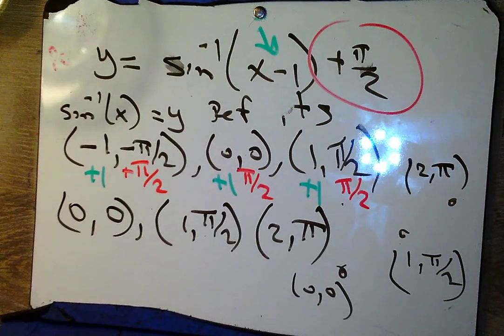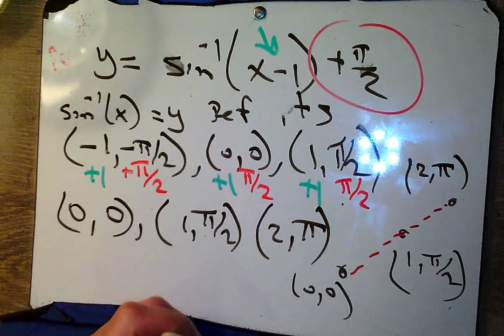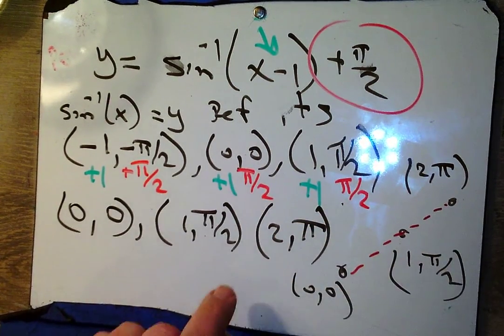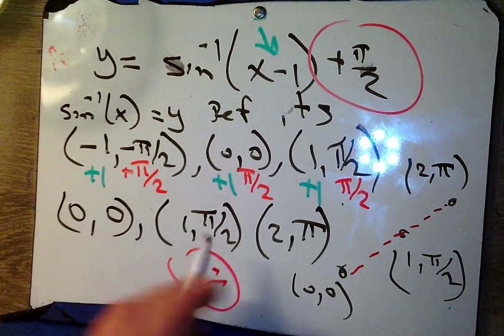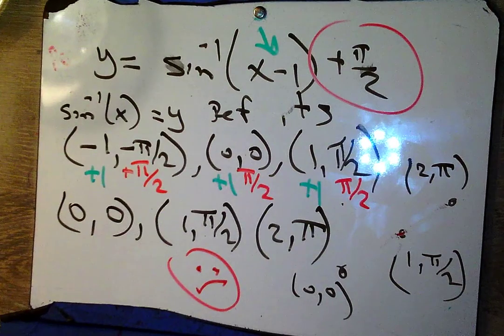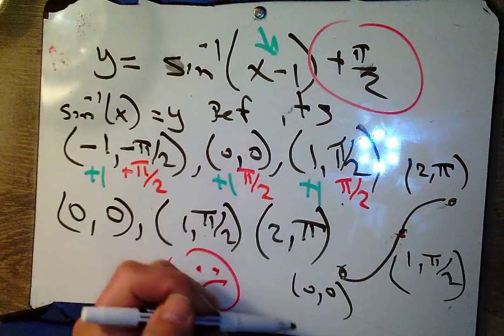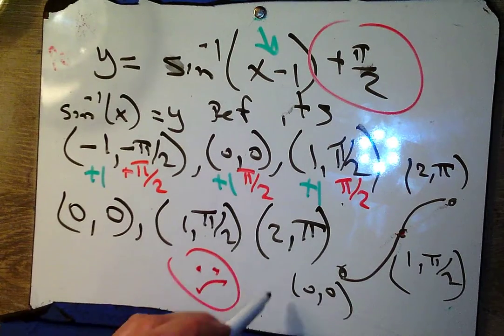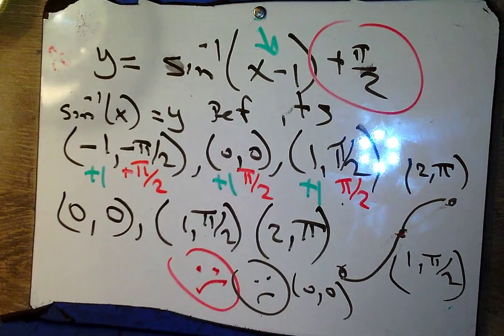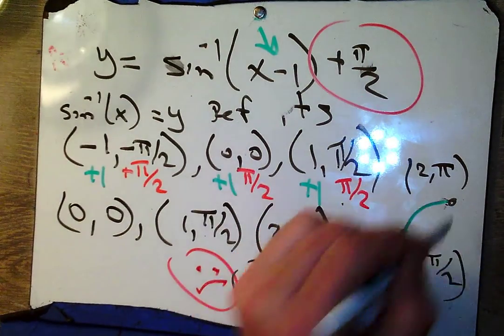Now, there's a lot of ways we could connect these dots. The most common way I see students do it in this section is they draw a straight line. Very sad. Okay. Next, I see students doing this. Yeah, also sad. With our inverse sine graph, the correct graph is that.